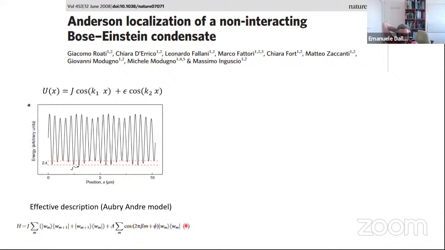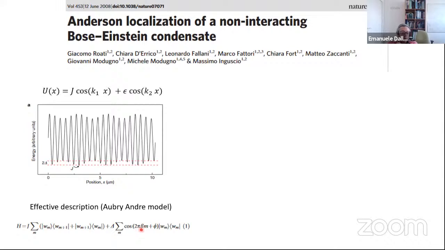And what is the last term? You see it's Wm. So this is basically like a projection on the site m. This is essentially the energy of the site m, and the energy of the site m is a function. So this is your random potential. This is the chemical potential, if you want, at a given site. It's not really random. It has a periodicity. The periodicity is 2 pi beta m.